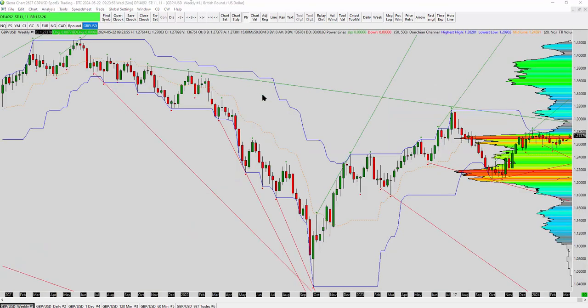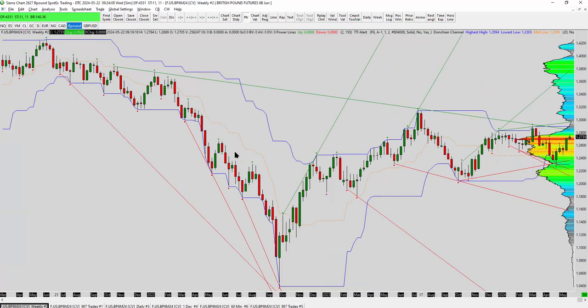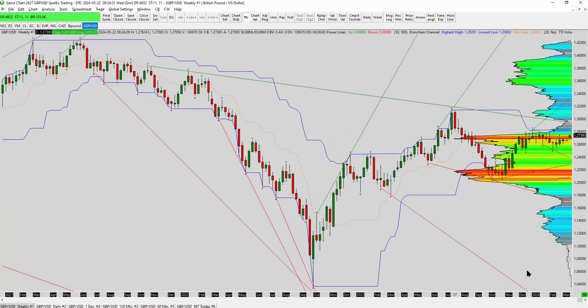This is the weekly view on the Forex currency pair, which is pound US, and this is the weekly view for the futures June contract. Look at this. It's almost exactly the same, if not perfectly the same. Look at the low volume area. Look at the colors changing from red to green to blue and then to gray. This represents a low volume level or low volume area. Look at the same here. It's exactly the same.